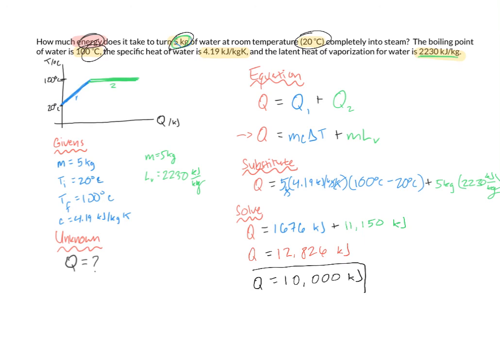And there you have it, folks. You now know how to solve problems that require you to both change the temperature of a substance and change its phase. So you can combine what we learned with Q equals mcΔT with what you've also learned with Q equals mL. So now it's your turn to give it a try.